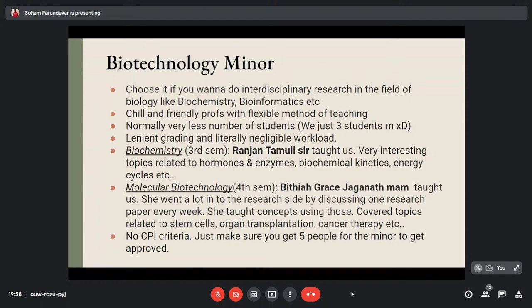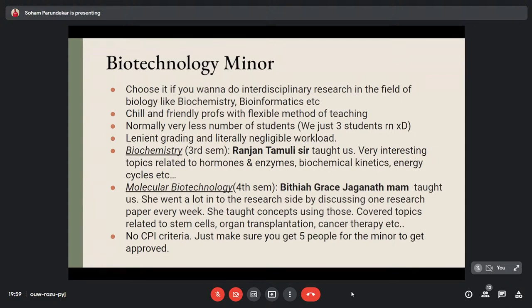Though the pro was a bit poor, the topics were still interesting, so it was very good. And in the next term, it was molecular biotechnology. It was taught by Grace, and she was so good. She discussed one research paper every week and taught the concepts using those papers. So it was so interesting.